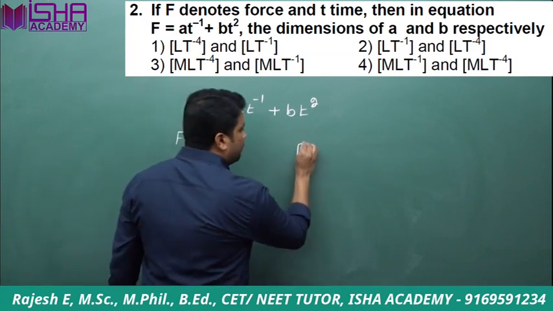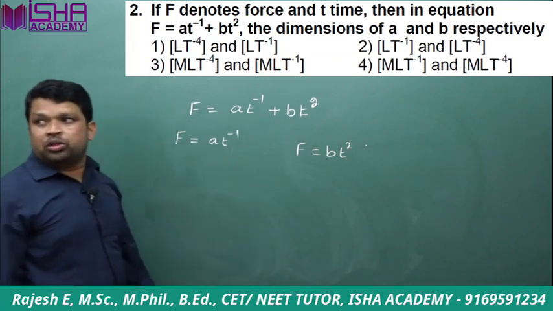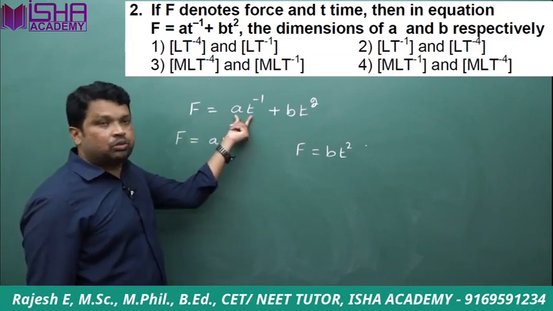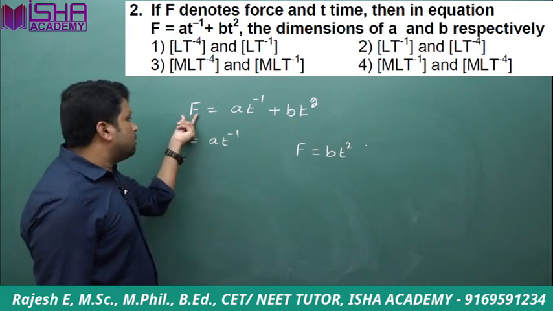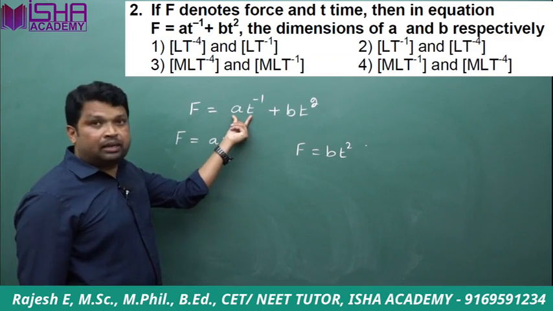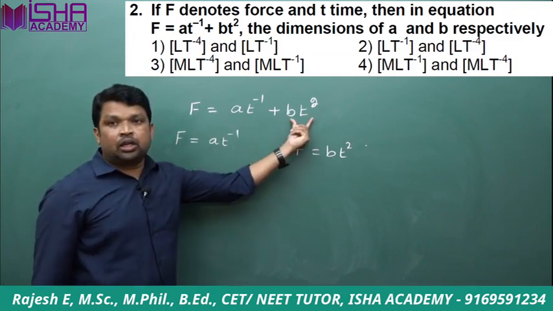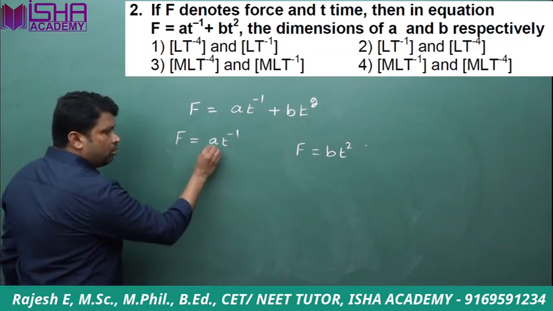So F is equal to B t square. This is according to the homogeneity of equations. F is equal to A t minus 1, and F is equal to B t square, because the dimension of force is equal to the dimension of A t minus 1. Dimension of force is equal to the dimension of B t square. Right? So here we have to calculate A.